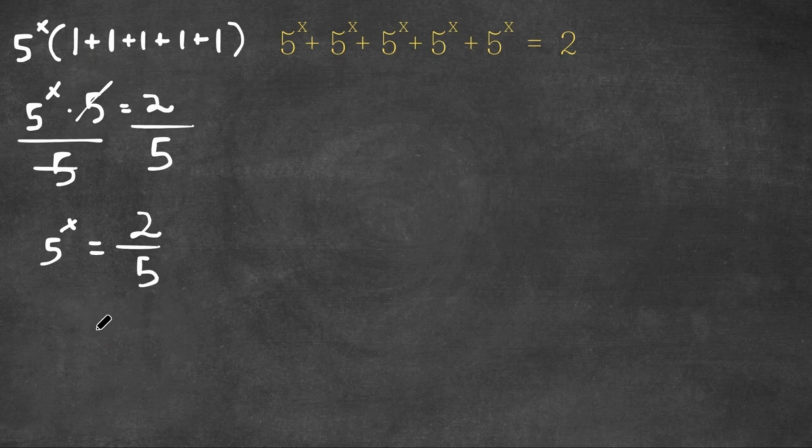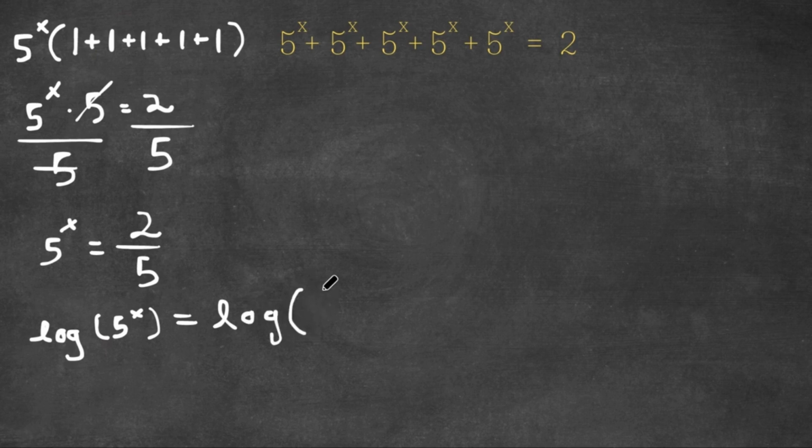Now what I'm going to do is take the log of both sides. So now we have log 5 to the power of x is equal to log 2 over 5.